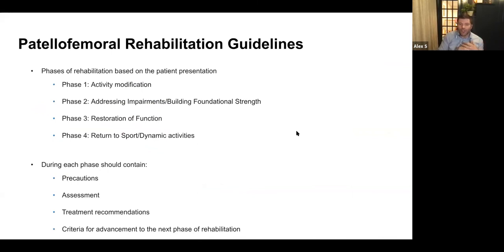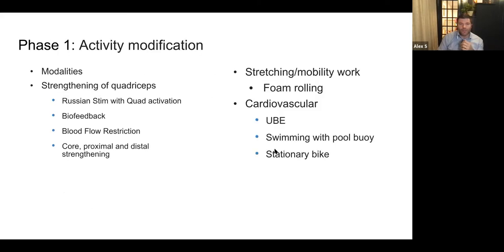Let's get an overview of the stages of rehab, right? So that was part of our eval. We've got a sense of what we're doing. So phase one, again, this is a short review: activity modification, addressing impairments, building foundational strength, restoration of function, and then return to play, return to sport, dynamic activities. Obviously, we're looking at precautions, assessment, treatment recommendations, and so on for each phase.